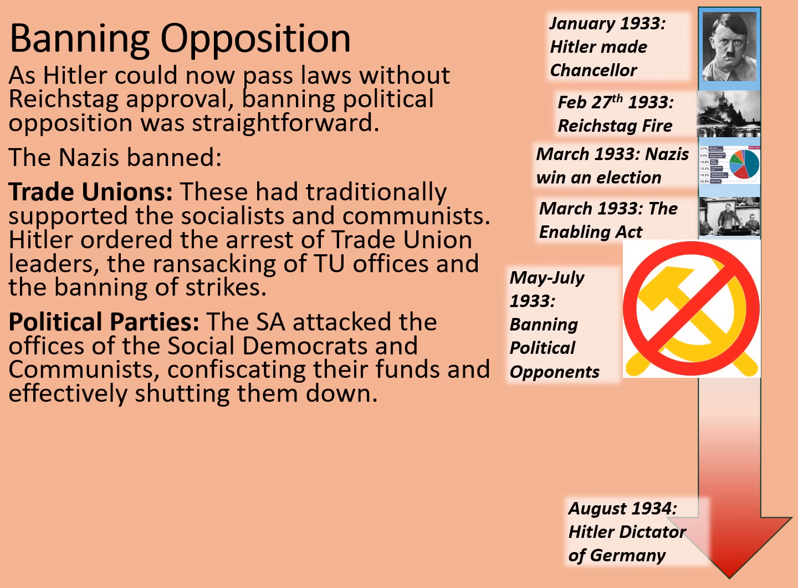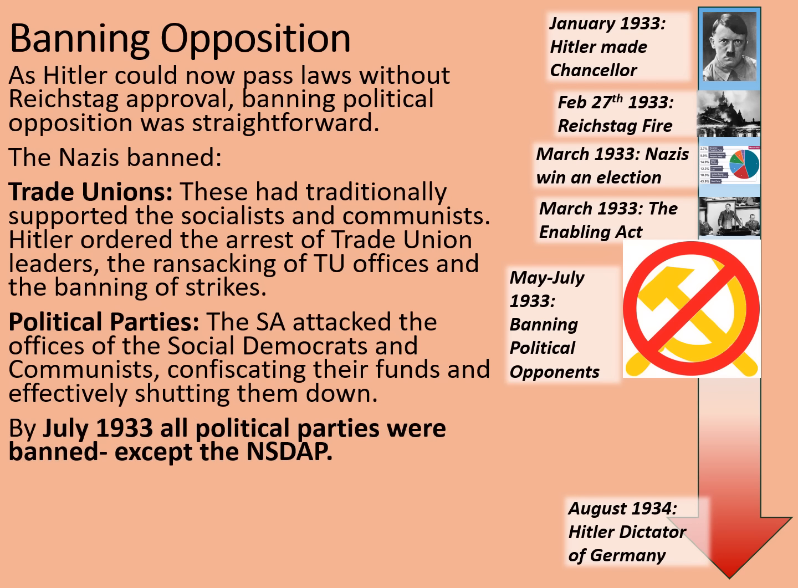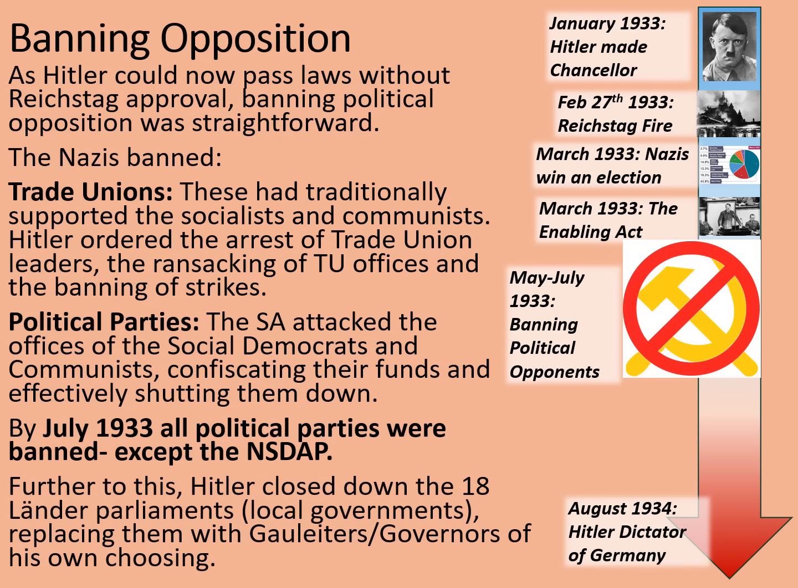Political parties were also banned. The SA attacked the offices of the Social Democrats and Communists, confiscating their funds and effectively shutting them down. By July 1933, all political parties were banned, except of course the NSDAP. Further to this, Hitler closed down the 18 Länder parliaments, local governments, replacing them with Gauleiters and governors of his own choosing.